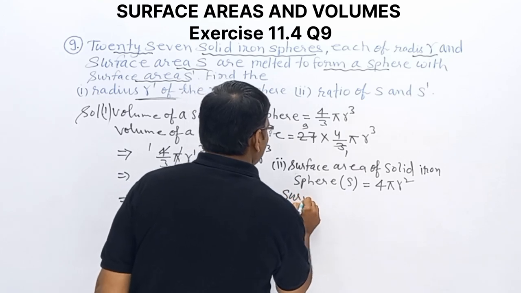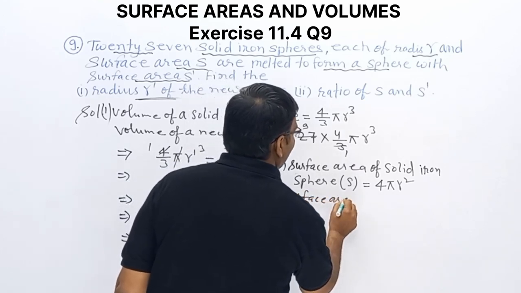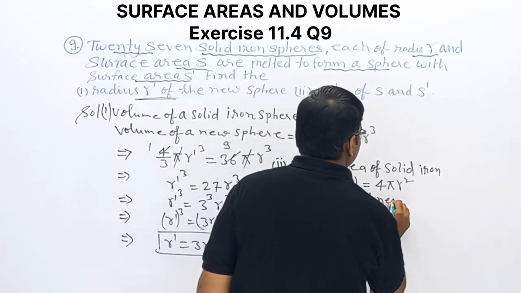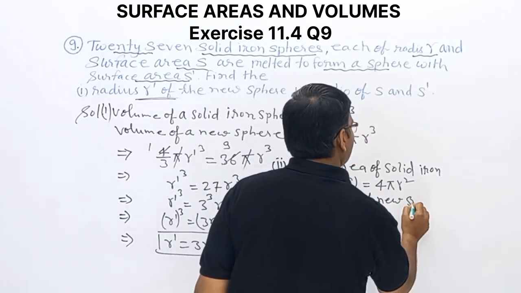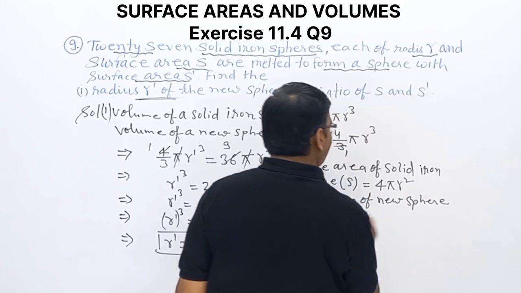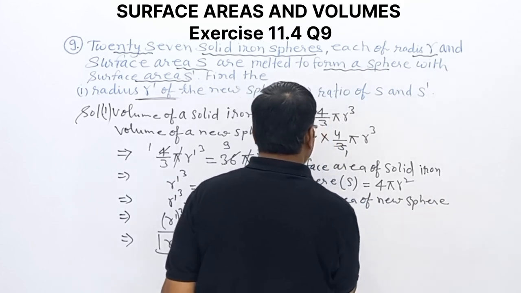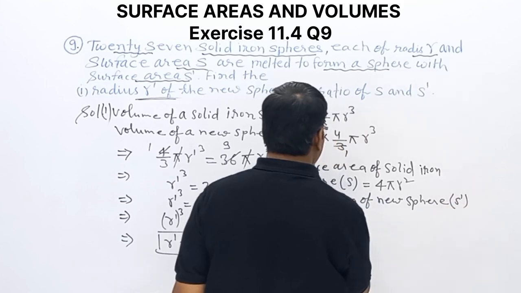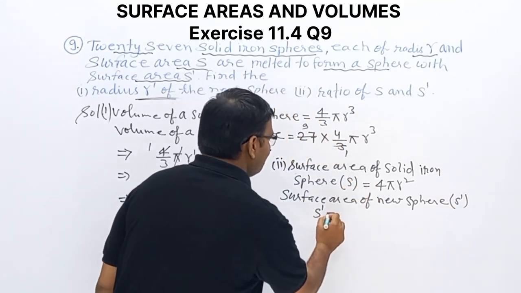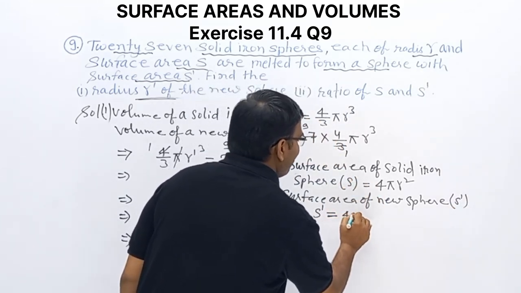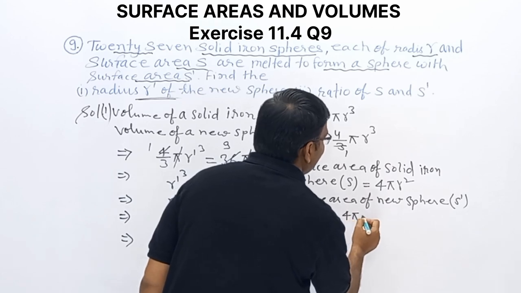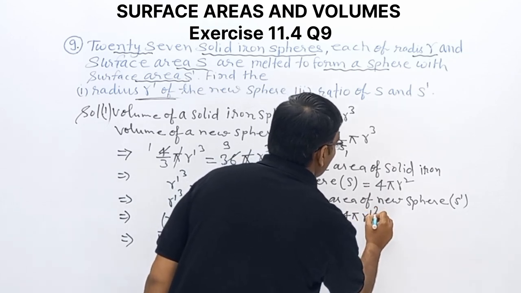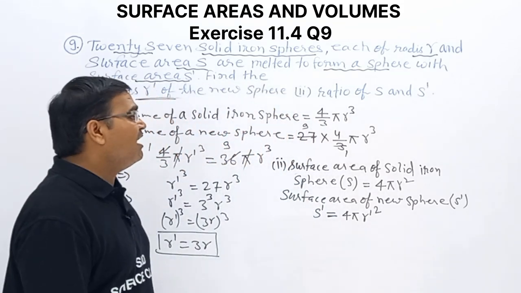Another thing, the surface area of the new sphere, S dash. So S dash will be 4 pi times the radius squared, and the radius of the new sphere is r dash, so 4 pi r dash square. Clear?